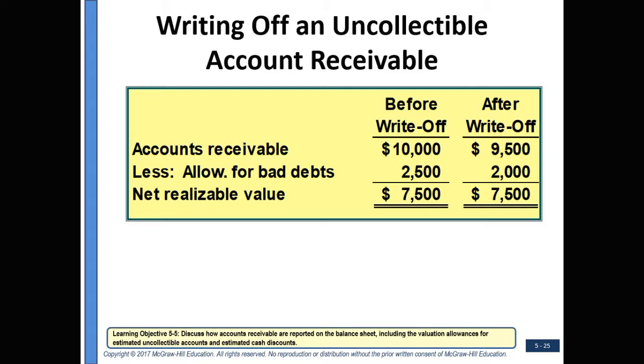$10,000 less $2,500. When we actually write off an account, in this case, J. Clark's, notice that the net realizable value doesn't change. What does change is the representation of how much is in accounts receivable and how much is attributed to the allowance for bad debts. There is no effect on any of the income statement accounts when we write off an uncollectible AR when the allowance for bad debts is in play.